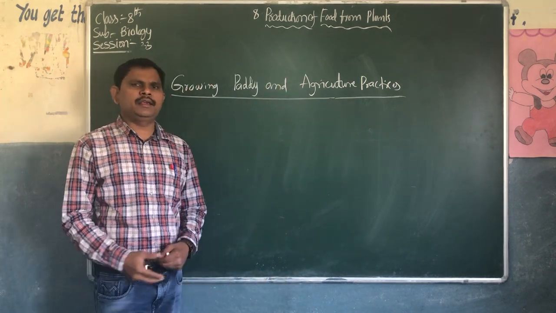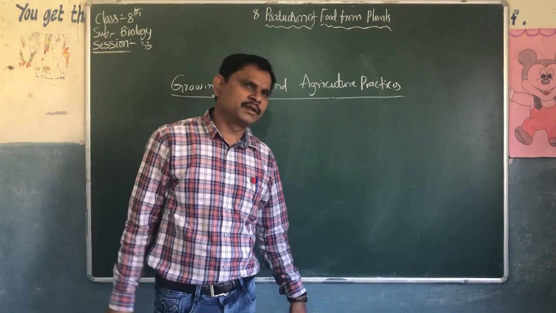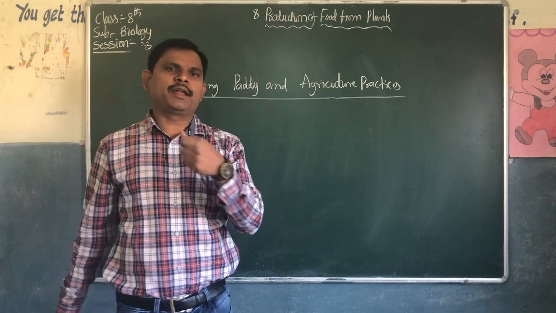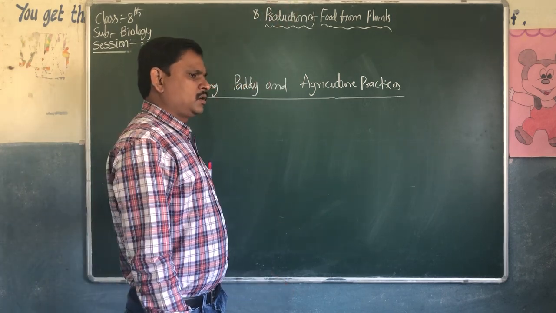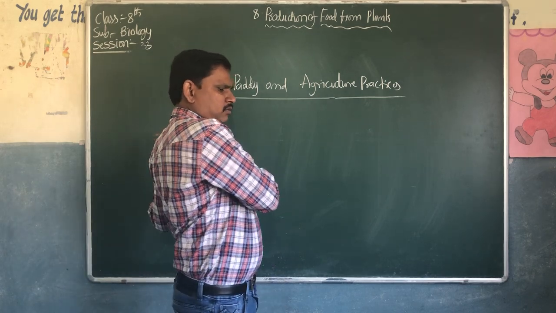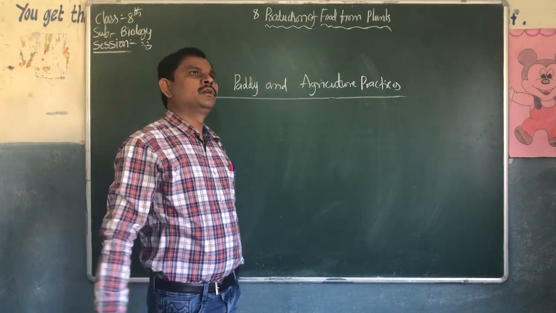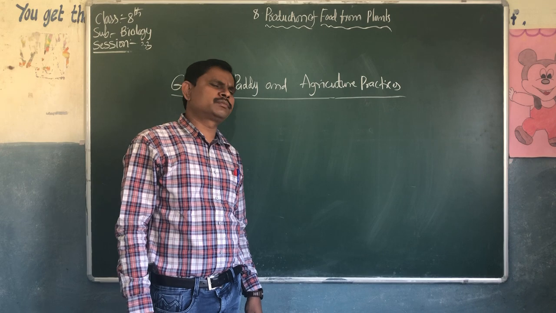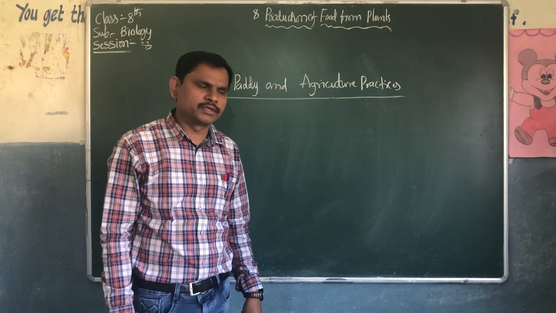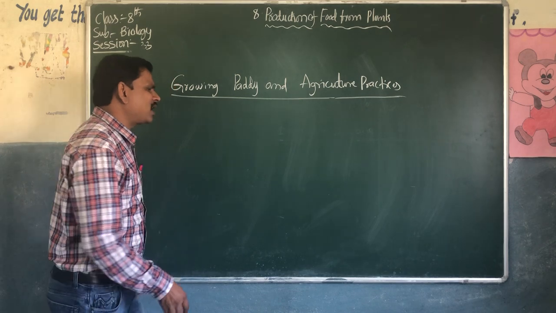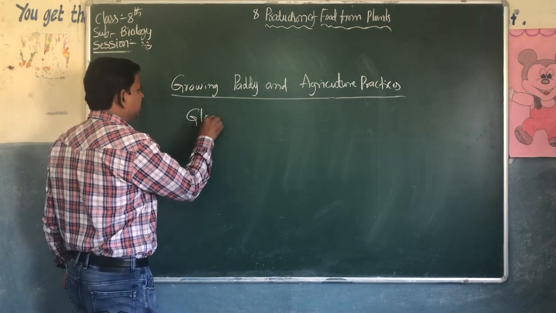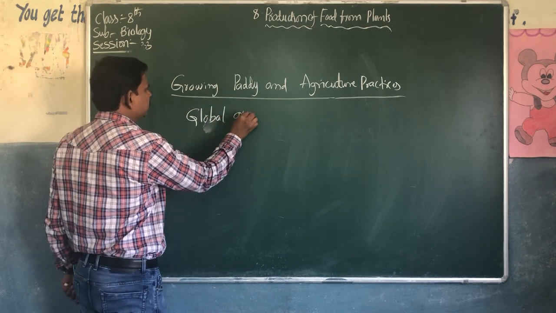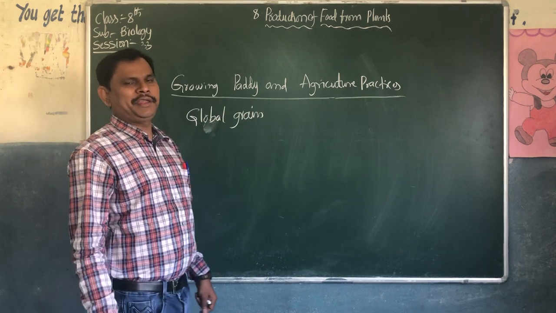Actually, everybody wants rice. From Kashmir to Kanyakumari, like Tamil Nadu, from Gujarat to Arunachal Pradesh, around 29 states in our country, most of the people depend on rice for food. That's why rice is called a global grain. Rice is called a global grain.